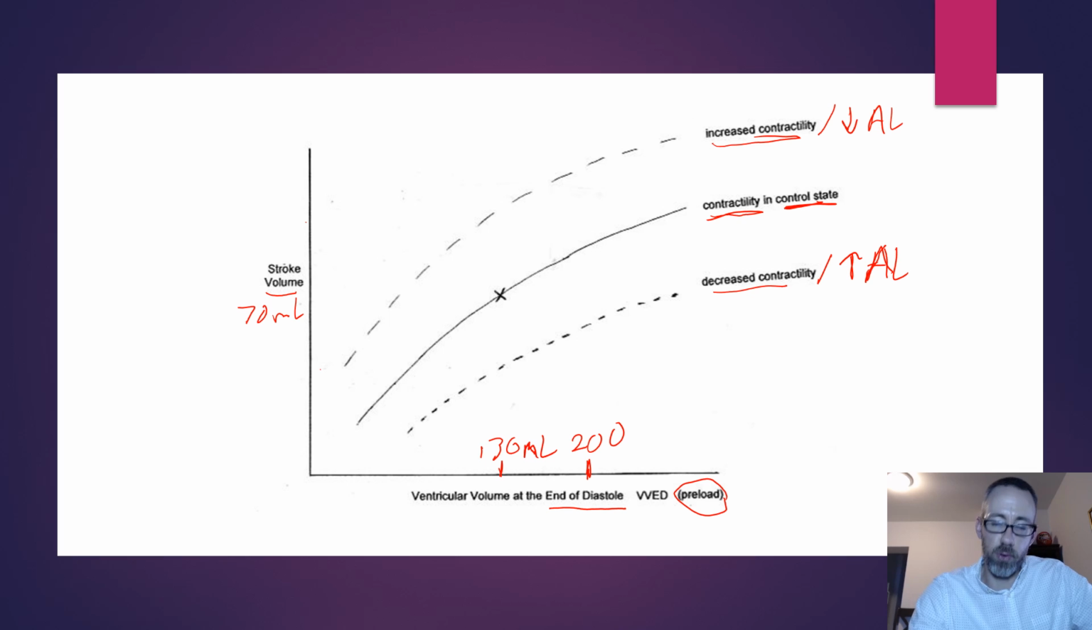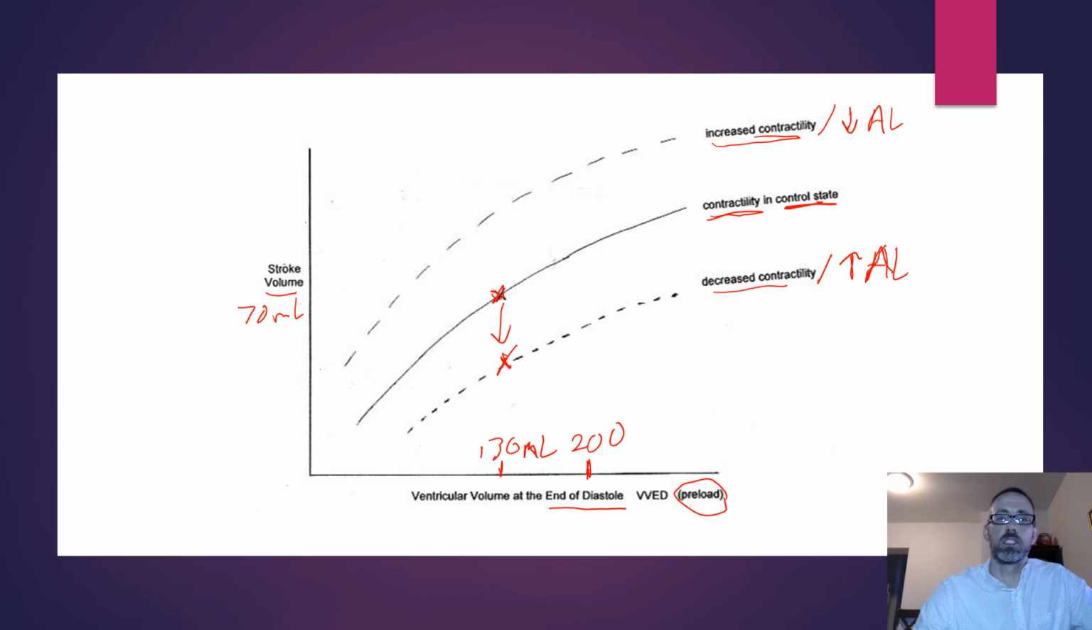And for that same preload, let's say I'm not changing the contractility. All right, so I have just my intrinsic contractility. I'm starting with 130 mLs, so I'm at this point right here. But then I increase the afterload. All right, I increase the afterload. So if I increase the afterload, my new working point is going to be down here.